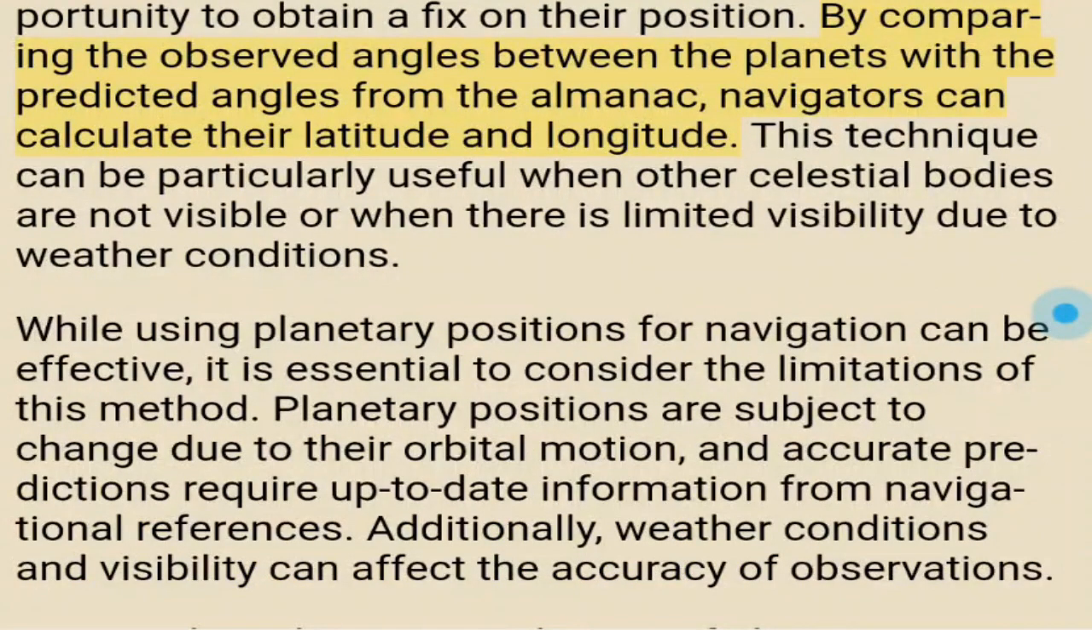By comparing the observed angles between the planets with the predicted angles from the almanac, navigators can calculate their latitude and longitude. This technique can be particularly useful when other celestial bodies are not visible or when there is limited visibility due to weather conditions.